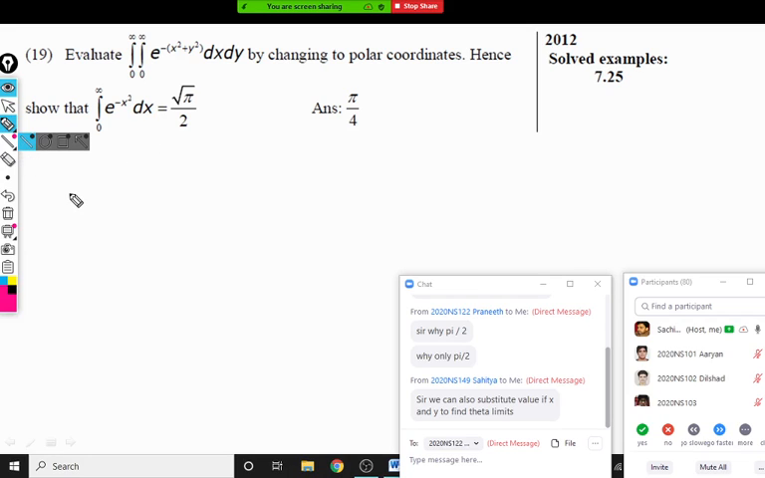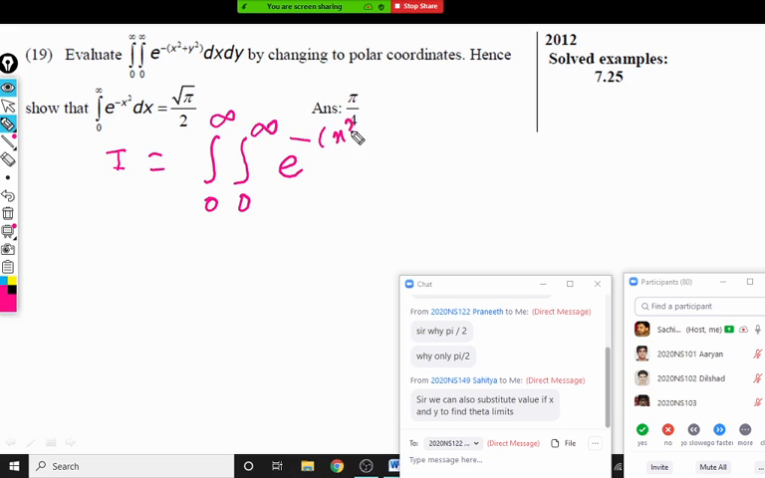Now the second part. To start the second part, we have this integral. We just completed the double integral from 0 to infinity of e raised to minus of x square plus y square dx dy, which is pi by 4. Yes, anyone? What is the way to proceed to get the required answer?